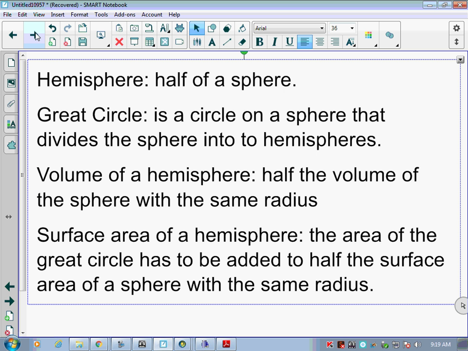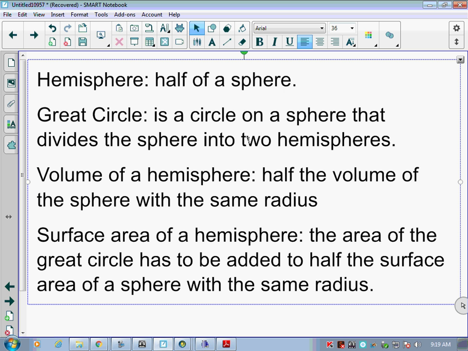A great circle is a circle on a sphere that divides the sphere into, and that should say 2 as in TWO, let me fix that, 2 hemispheres. The volume of a hemisphere is half the volume of the sphere with the same radius. So if I wanted to find the volume of a hemisphere, I'm going to take the sphere and divide it by 2, which I don't know why they don't give you a formula for, because we can easily figure that out. Okay?